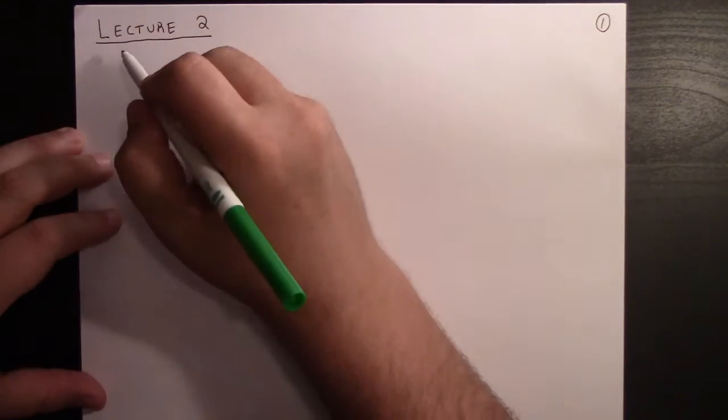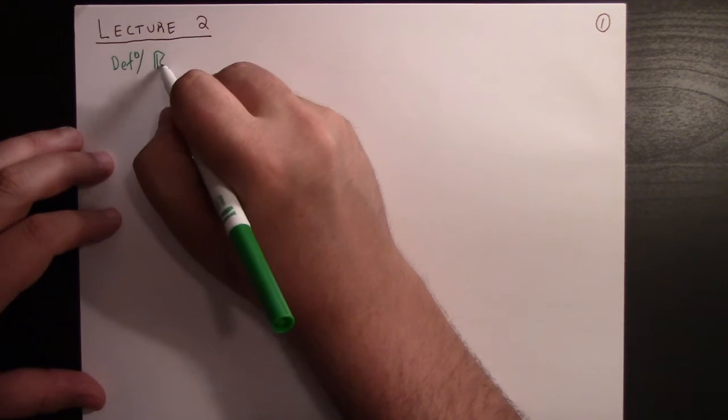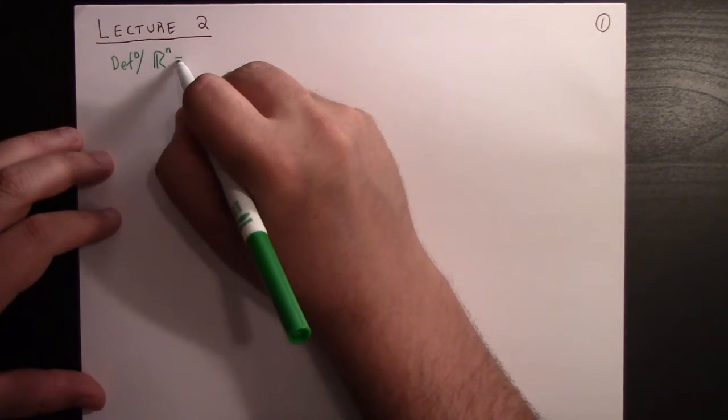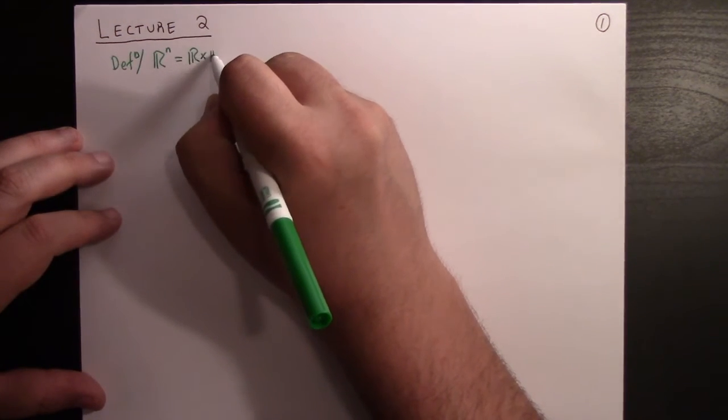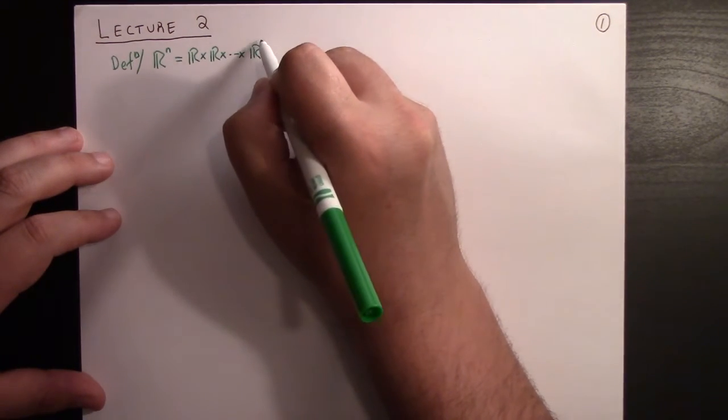Alright, so this is lecture 2. I'm going to dive straight in. First of all, let's define R^n. R^n, of course, is R cross R, n-fold times, where n is a positive integer.